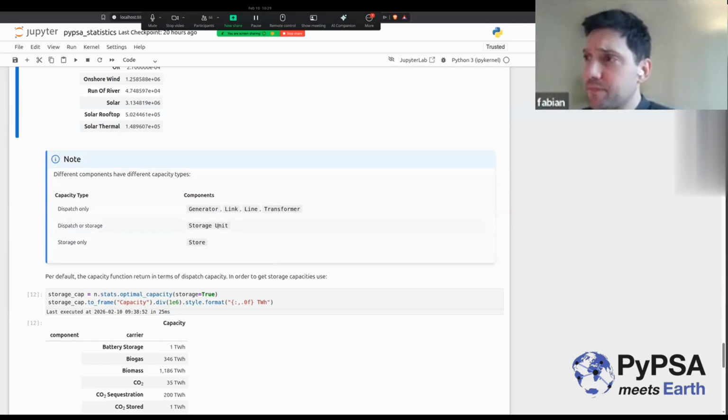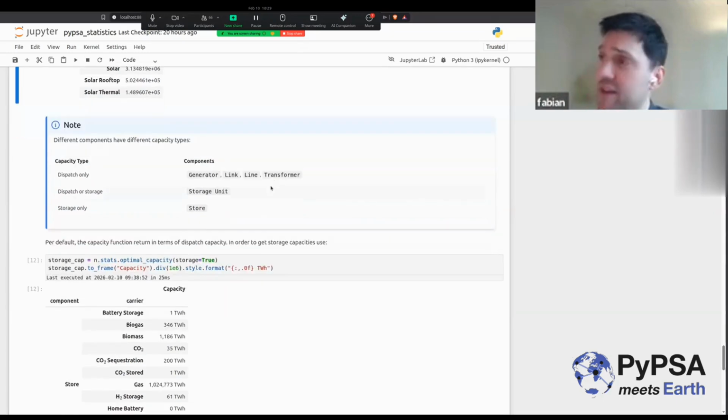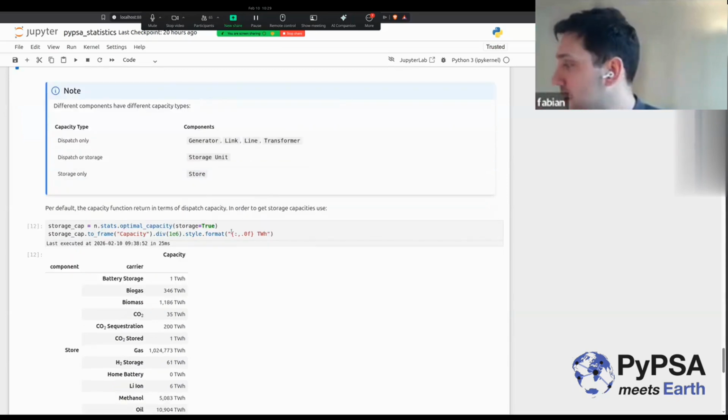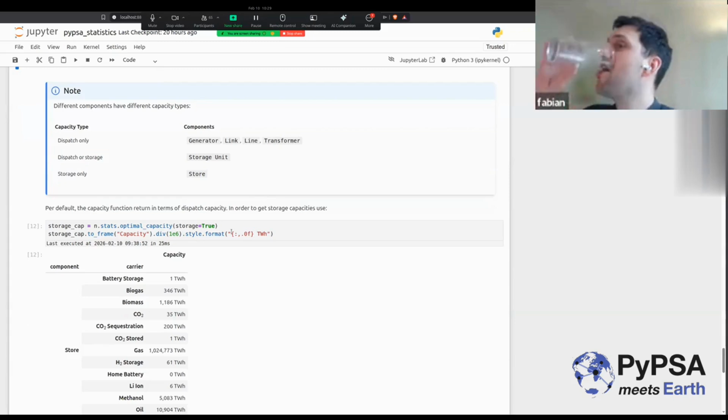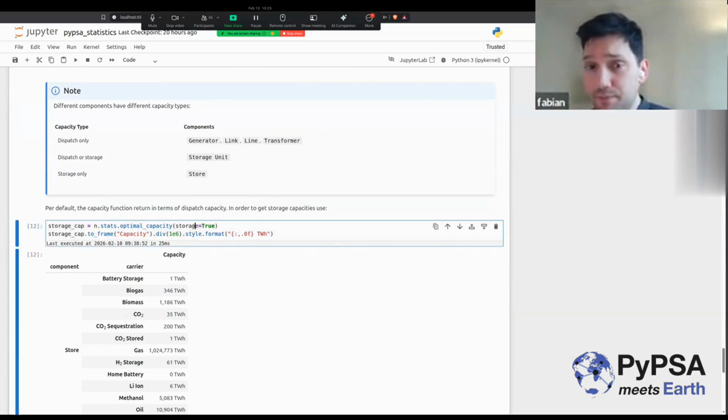So these components and the unit difference, they are reflected in the statistics module. And per default, we're giving out dispatch capacities. This is just for convenience, because you're most of the time interested in dispatch capacities. But you can pass an argument, which is called storage.